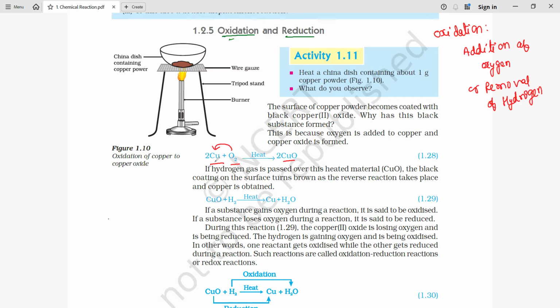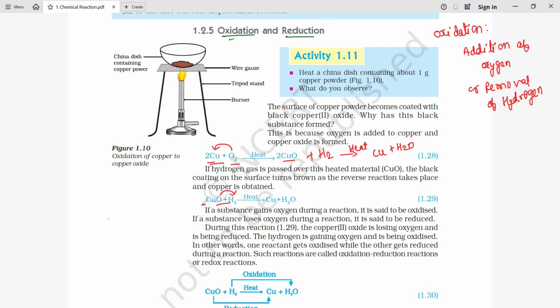So first from the copper with oxygen, what did we get? Copper oxide. Now on this copper oxide, if you pass the hydrogen and again heat is given, finally it will again give the previous reactant. So copper will be separated here and we'll get the water. So in the second reaction, hydrogen is going to get the oxygen. The substance which gained the oxygen during the reaction is said to be oxidized. So in the previous case, copper was oxidized. Now hydrogen is being oxidized. A substance that is going to lose the oxygen is said to be reduced.